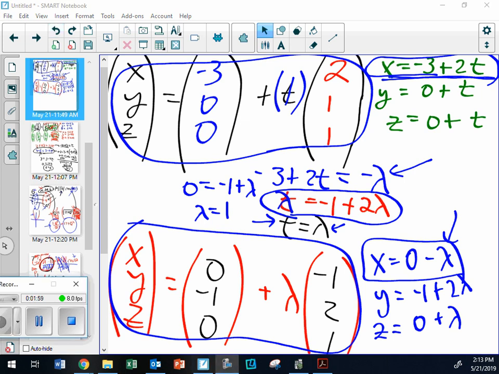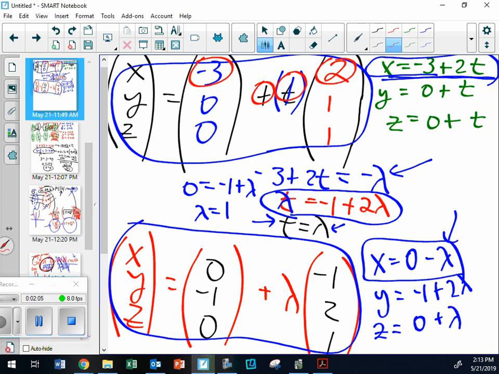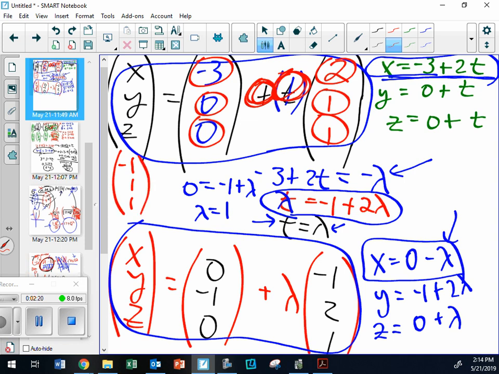Okay, so when you put a 1 in, we have 3 plus 1 times 2, and that makes -1. Then we have 0 plus 1 times 1, which is 1. And then we have 0 plus 1 times 1, which is 1. -1, 1, 1 is the spot. Then the other question is, did the other one go through the same spot? Did it? Yes, it did.